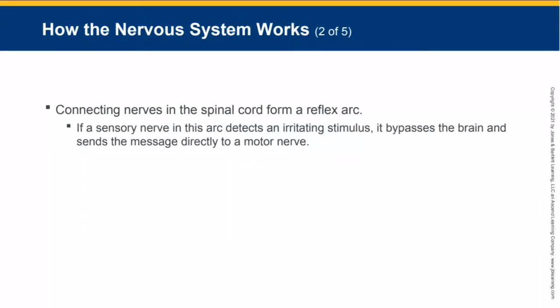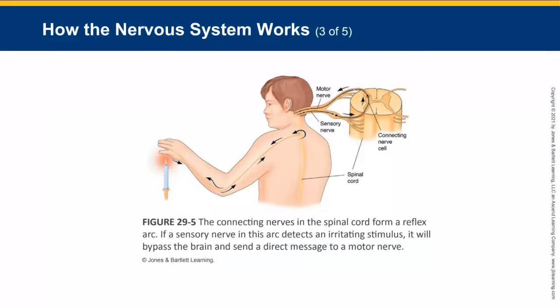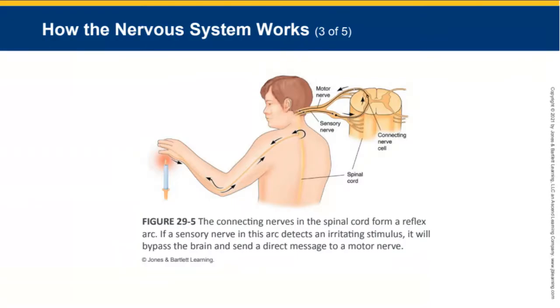Connective nerves in the spinal cord form a reflex arc. If a sensory nerve in this arc detects an irritating stimulus, it bypasses the brain and sends the message directly to the motor nerve. I've already explained that. That's a reflex action or spinal reflex. If a sensory nerve in this arc detects an irritating stimulus, it will bypass the brain and go straight to the motor nerve, because the body needs to create that movement quickly. Body is in danger.